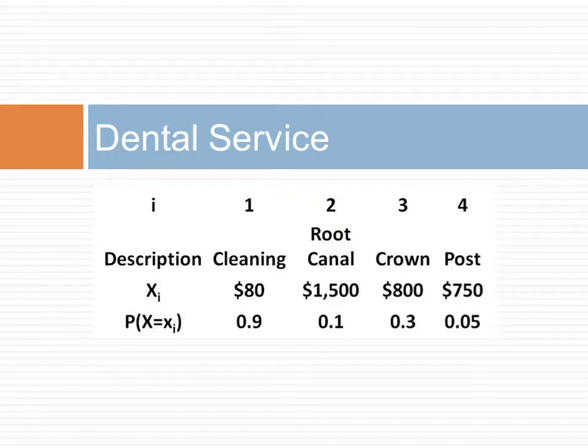In this example, the charges for cleaning, root canal, crown, and post are shown for a dental clinic. The probability of a patient needing any one of these services is also shown. What's the average revenue per patient for this dental service? Note that the probabilities of these events do not add up to 1, as some of these events may occur together, so one might have cleaning and a crown together, for example.